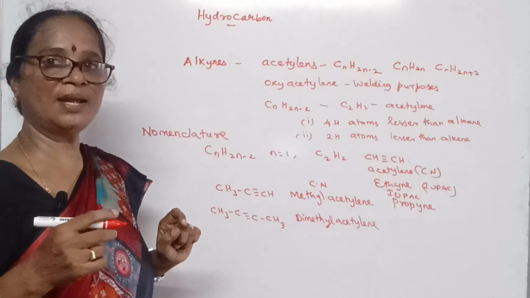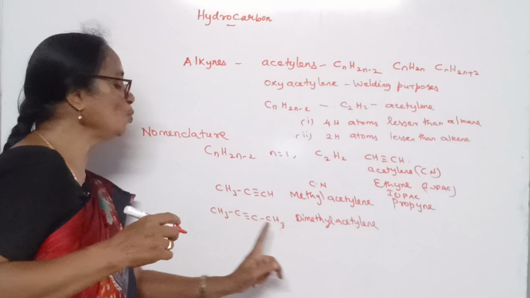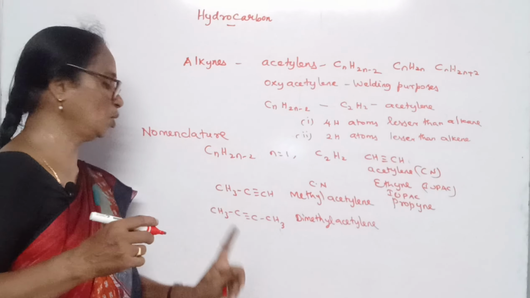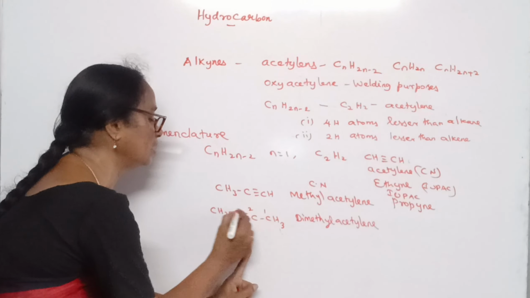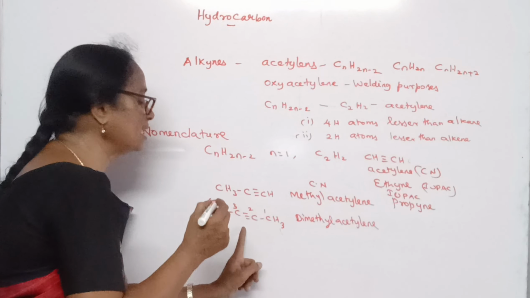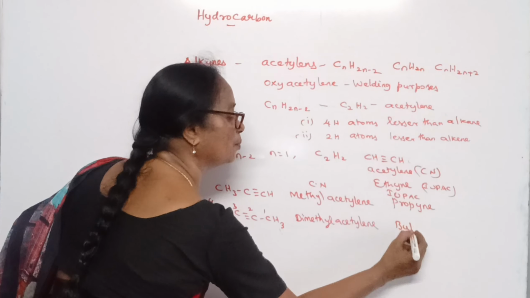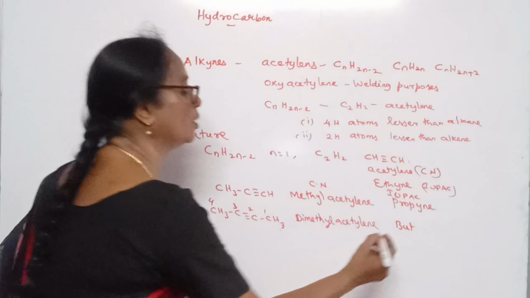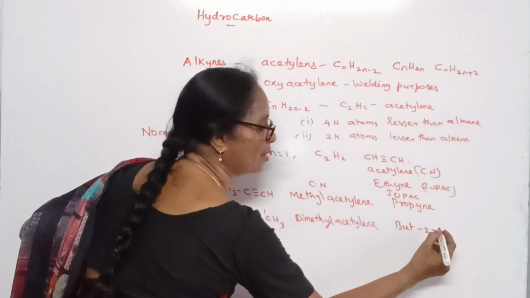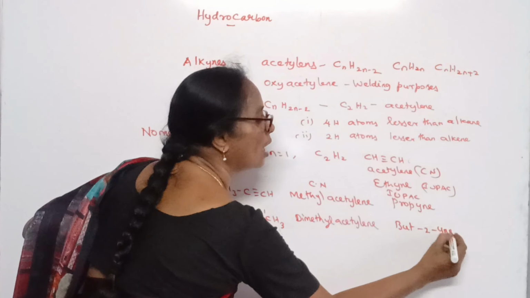So its IUPAC name will be: it has 2 methyl groups, 4 carbon atoms totally, but the position of the triple bond is at the 2nd carbon. So the name becomes, the 4 carbons make but, and the position of the triple bond is at 2nd. So the name becomes but-2-yne.